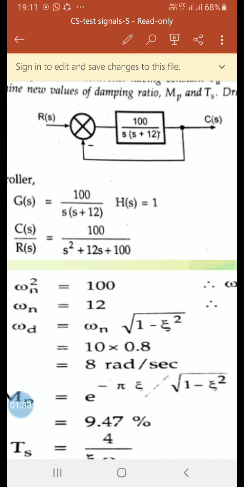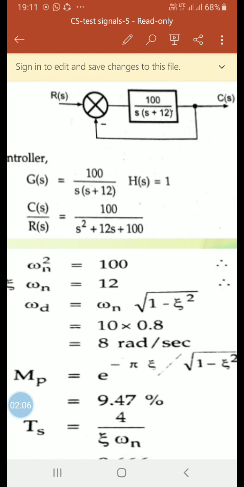So which is equal to 100 divided by S into bracket S plus 12, divided by 1 plus 100 by S into bracket S plus 12 into 1. Which will come equal to, after expansion, 100 by S square plus 12S plus 100. Okay, you understood how I got G of S by 1 plus G of S H of S. You have to find it for C of S by R of S. You calculate that. So it comes to be 100 by S square plus 12S plus 100.